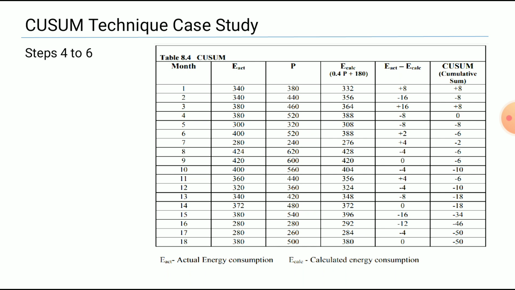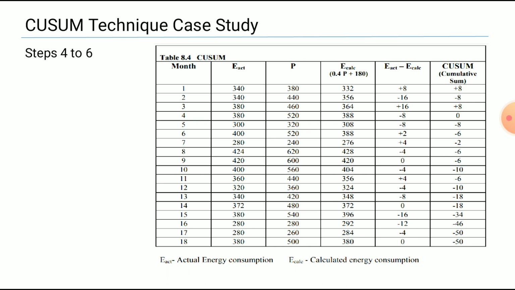In this we will calculate the expected energy for the first month. In the first month they have given the values: E actual is equal to 340 and the production is equal to 380. We will put these values in that equation. E equal to 0.4 into P plus 180. 0.4 into the value of P, we have taken 380, plus 180, so this comes to 332.